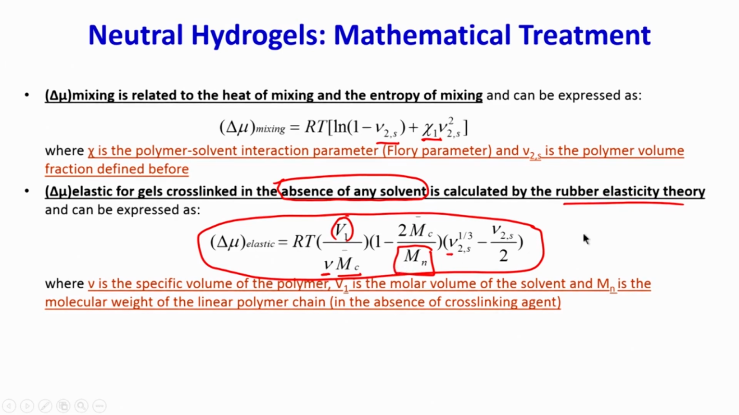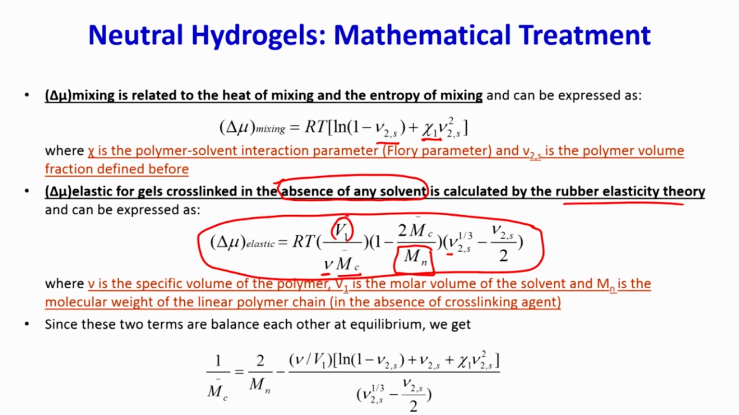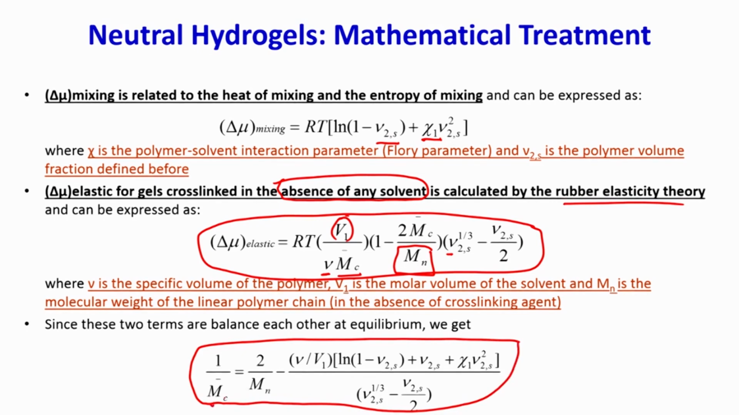Okay. So, essentially as we discussed in the last slide, they have to balance out each other. Since these two terms should balance at equilibrium, we can then equate and solve for Mc with other terms, and again Mc was the average length between the cross links.